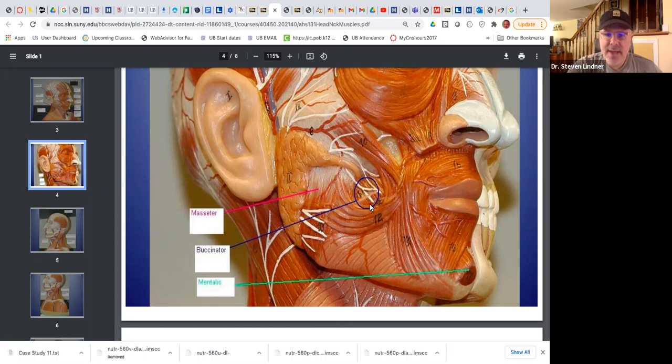All right, so we have the mentalis, which is here. Remember, you have the mental foramen, those two mental foramen. So right there, you can see a little bit of the cut mentalis.